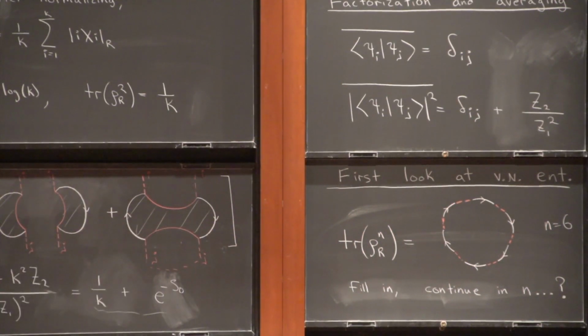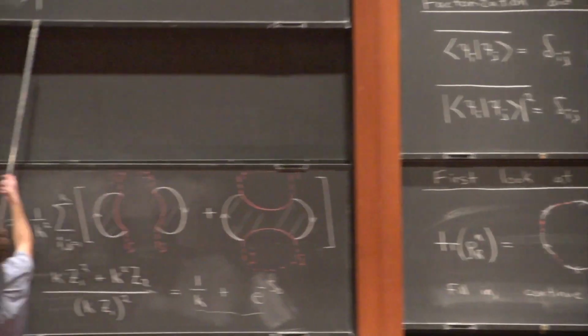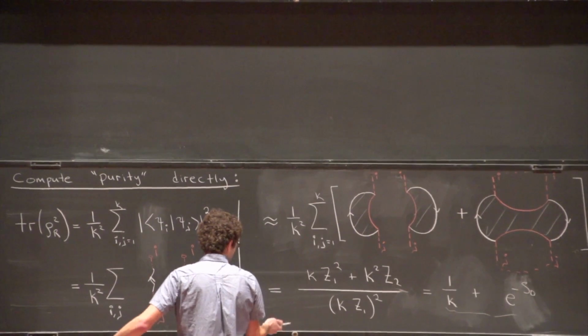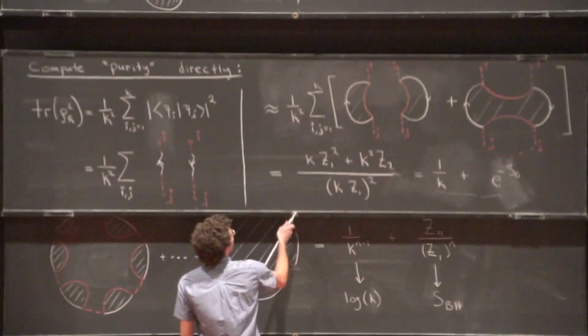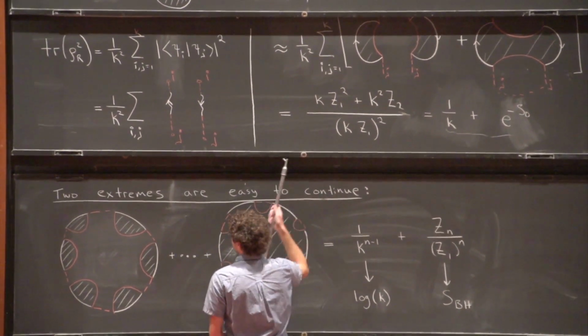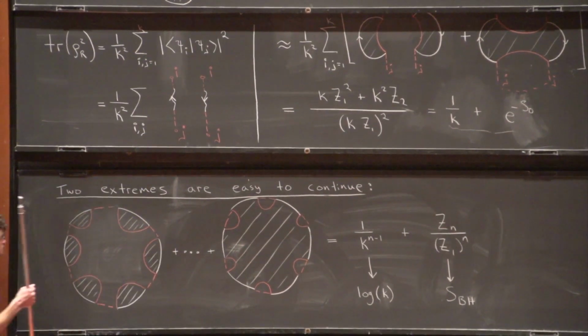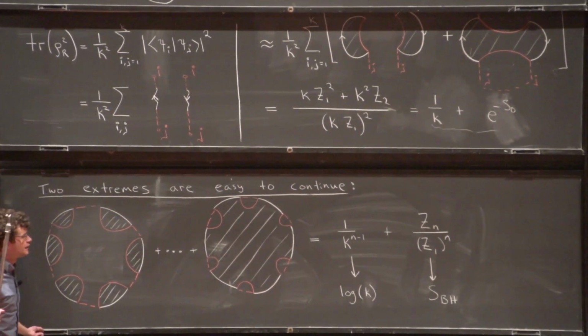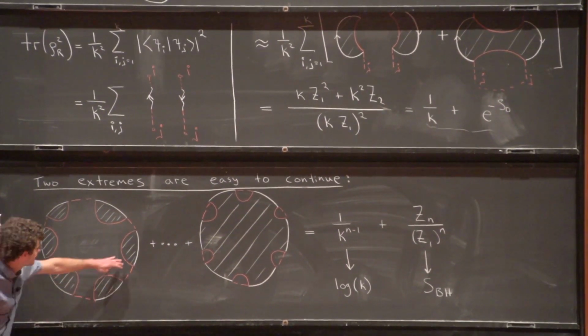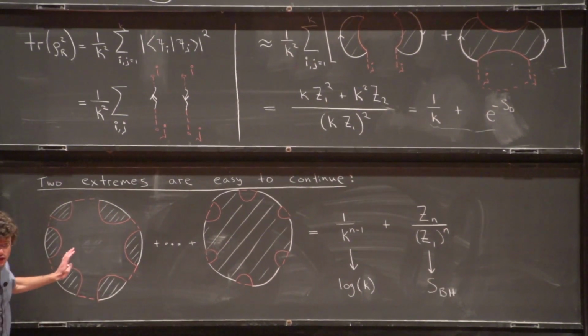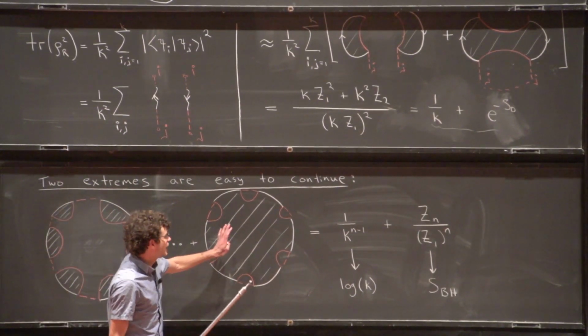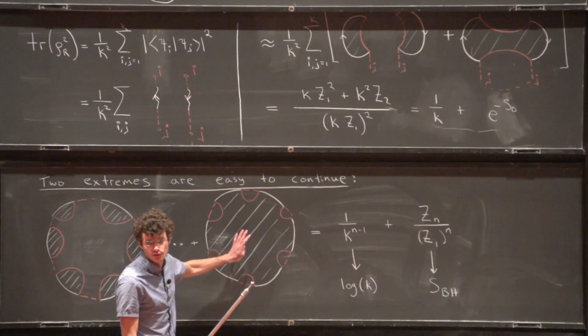So there's a family of geometries that can be continued in n easily. These are the replica symmetric geometries. And these are sort of at the extreme between completely disconnected geometries like the one on the left and completely connected n-boundary wormhole geometries like the one on the right.